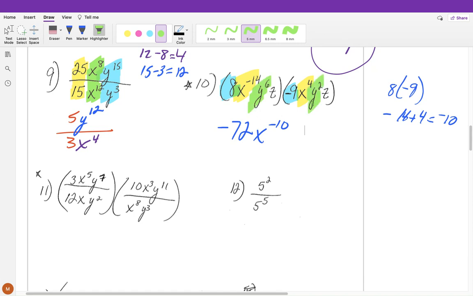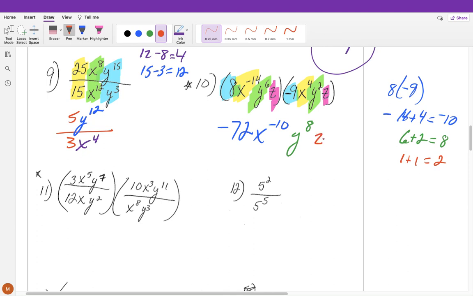I have y to the 6 times y squared, so we're adding, and 6 plus 2 is equal to 8. So this will give me y to the 8th power. And then our last one, we have z and z, which when there's nothing written there, we understand their powers are 1. So that then gives me z squared.